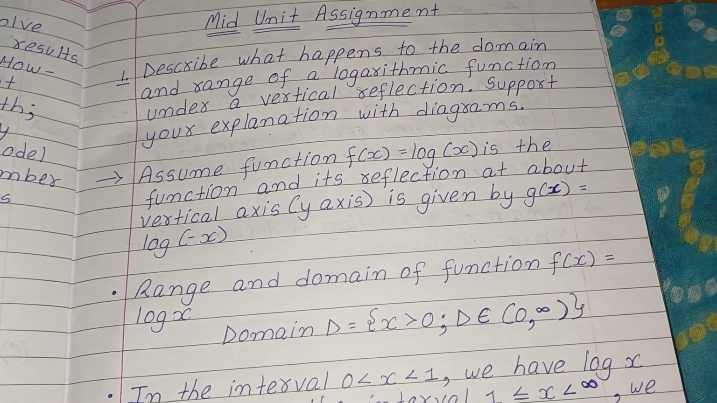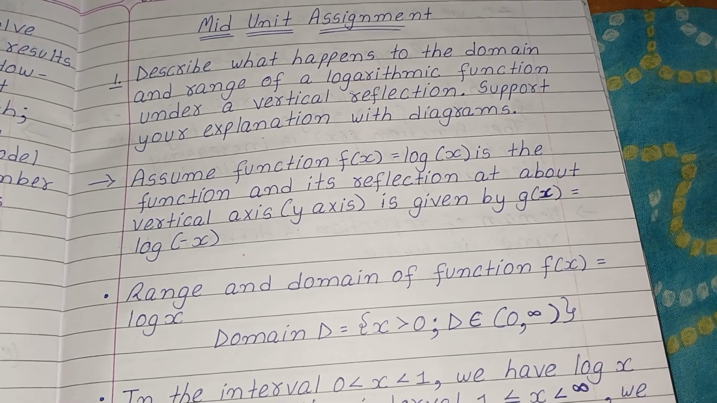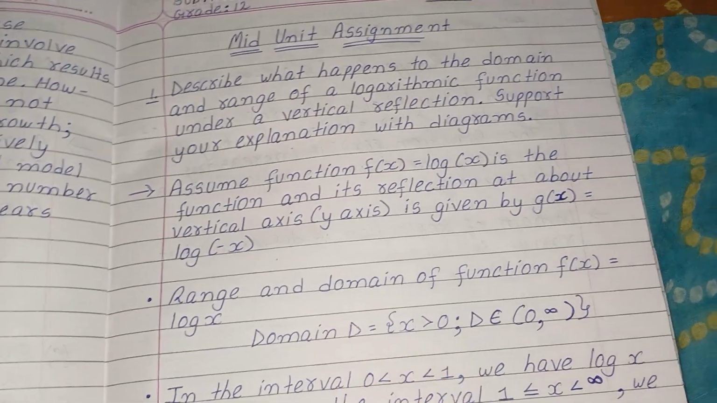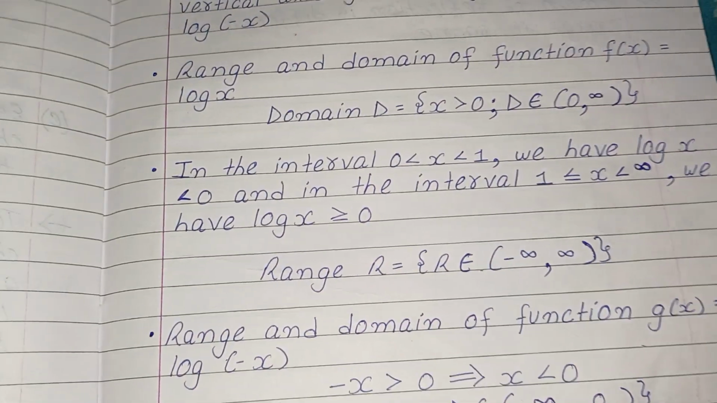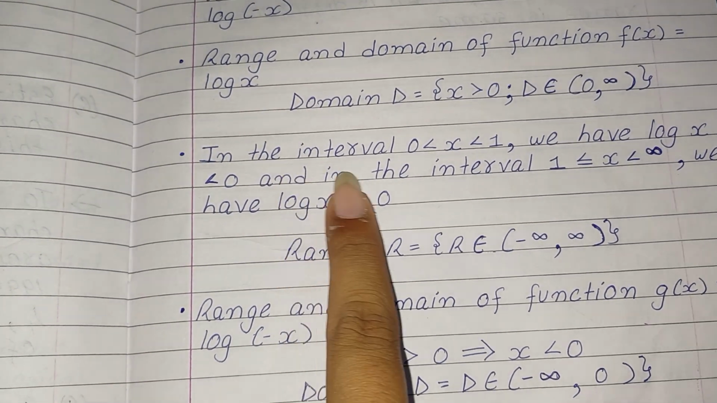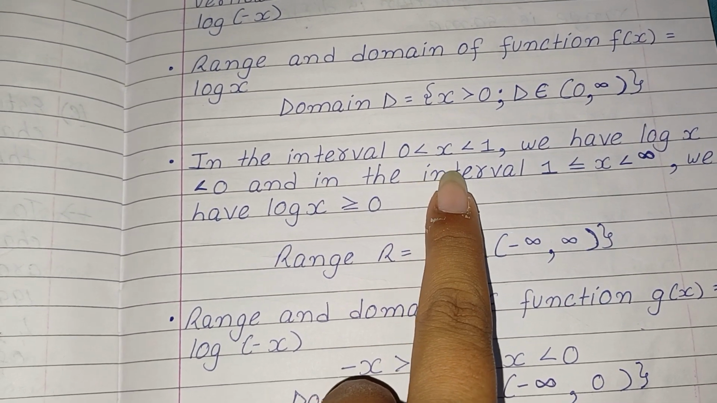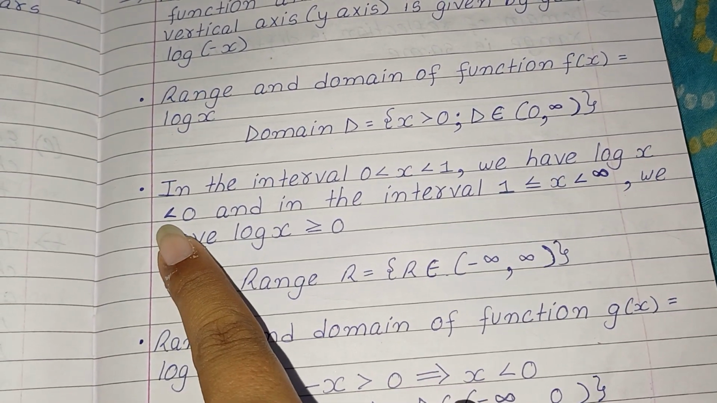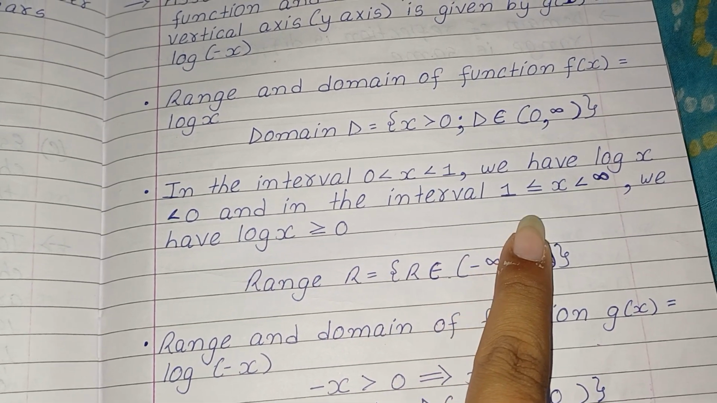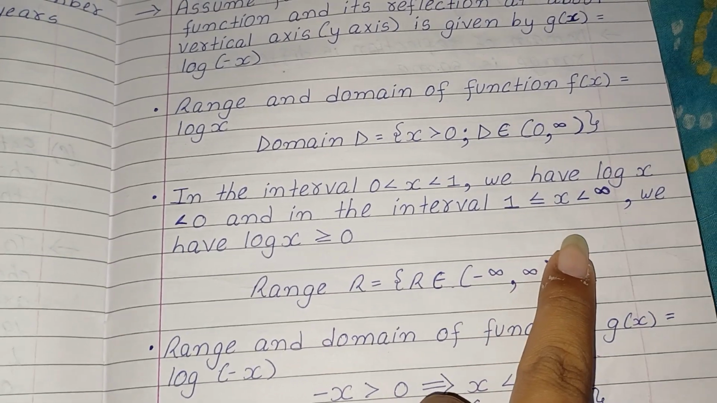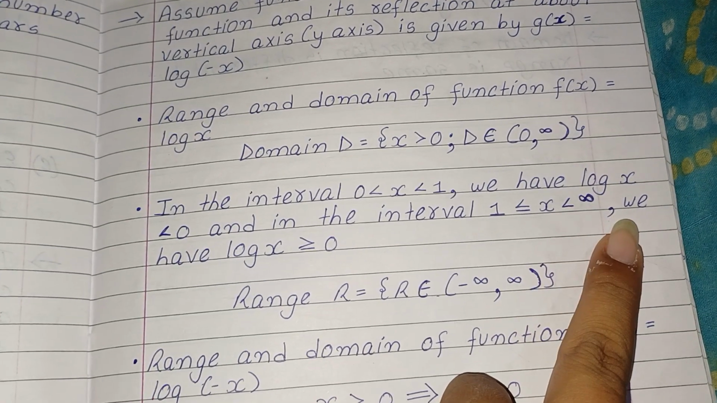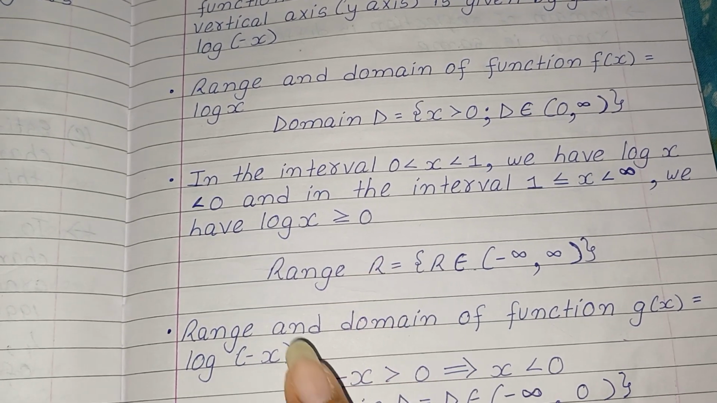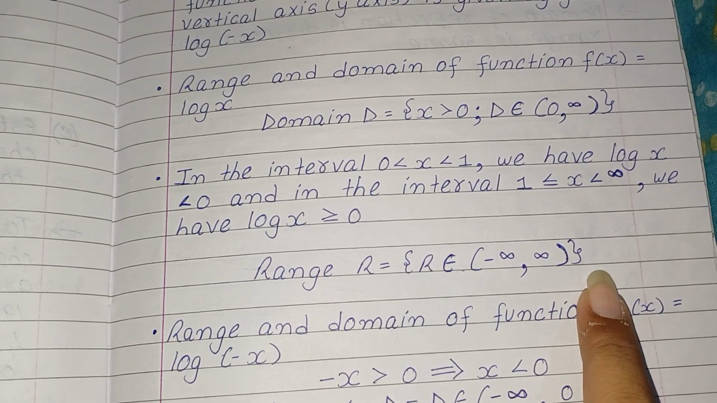The domain and range of the function f(x) = log x: the domain is this, and then we do the same for the range. In the interval 0 < x < 1, we have log x < 0, and in the interval x ≥ 1, we have log x ≥ 0. So now for the range we get this.